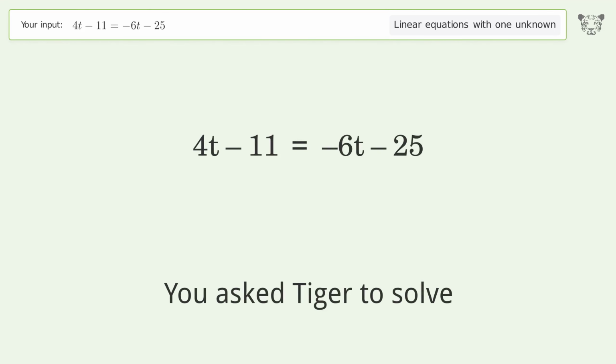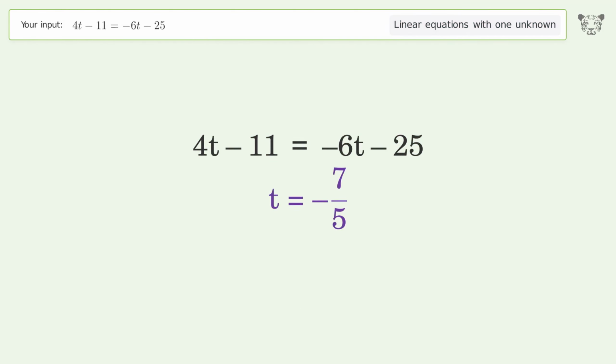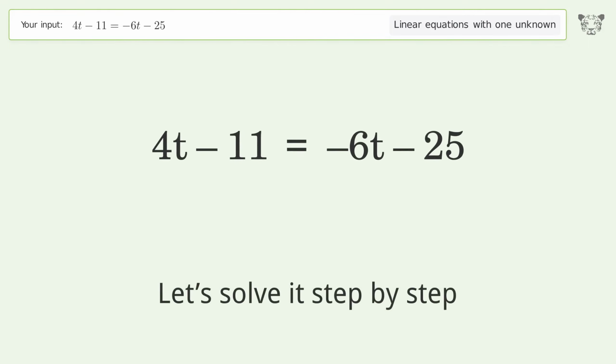You ask Tiger to solve. This deals with linear equations with one unknown. The final result is t equals negative 7 over 5. Let's solve it step by step.